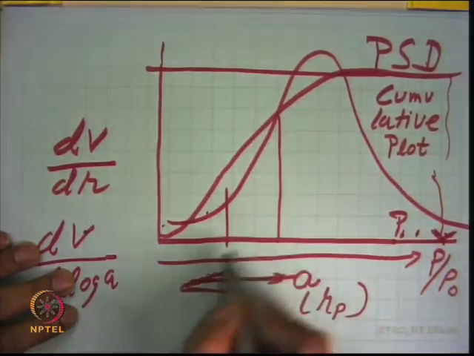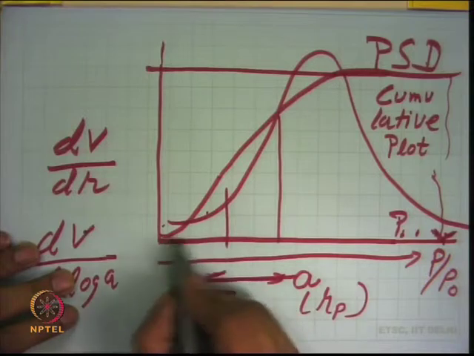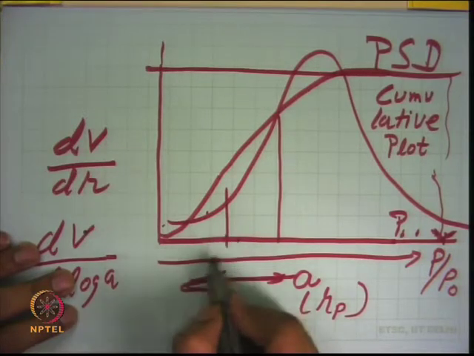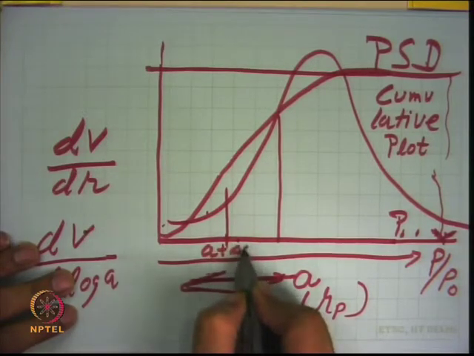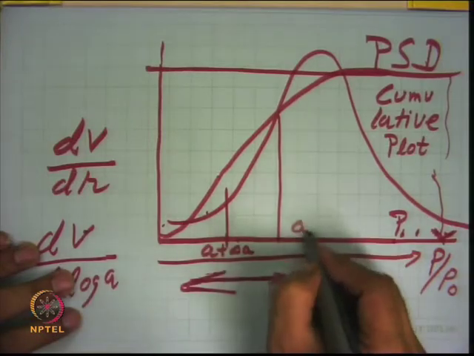If I write it like this, as I said, this is the smallest pressure, so this is the larger pore. So, this will be A plus delta A here, right, and this is A.